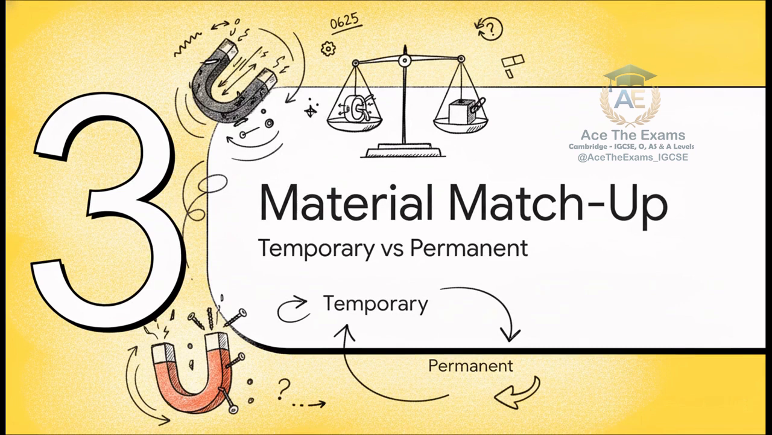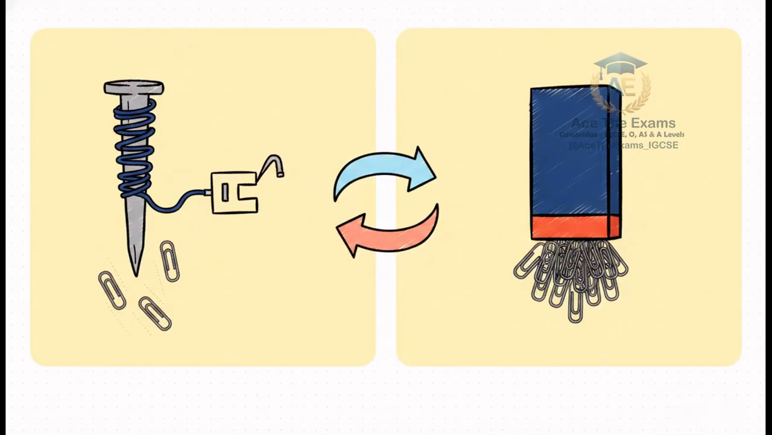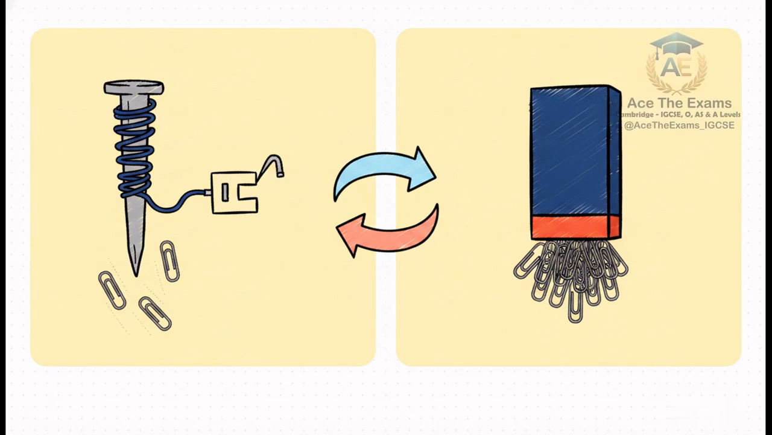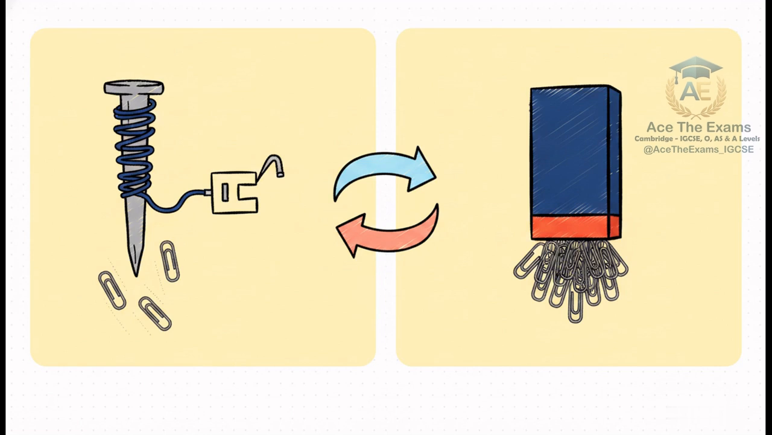Now we enter Section 3, Material Matchup, Temporary versus Permanent. Let's tackle the materials themselves. This is arguably the most common 4-mark question you will face in syllabus code 0625. When comparing soft iron and steel, you must identify both similarities and differences using clear comparative connectives to get full credit. Let's do a live rewrite of another bad answer.